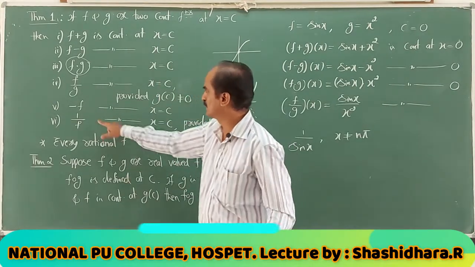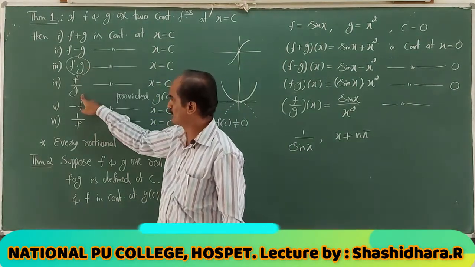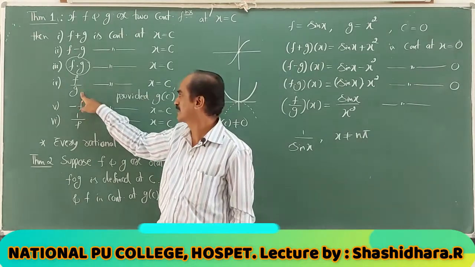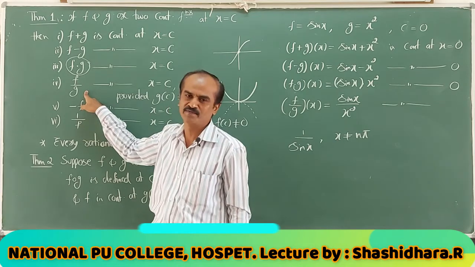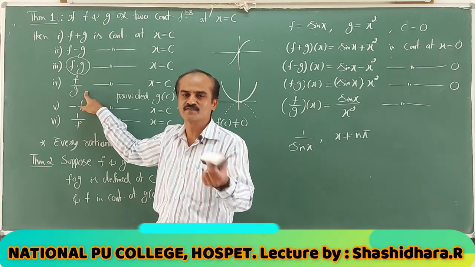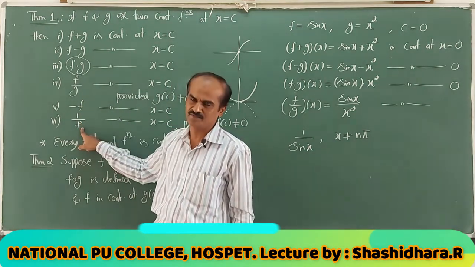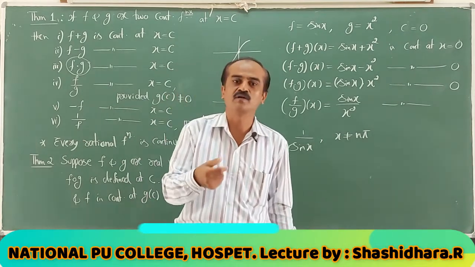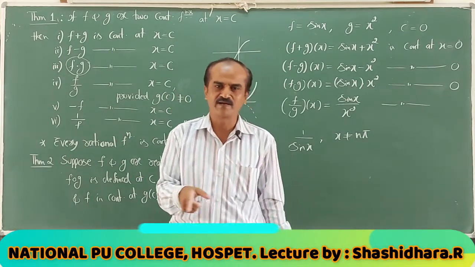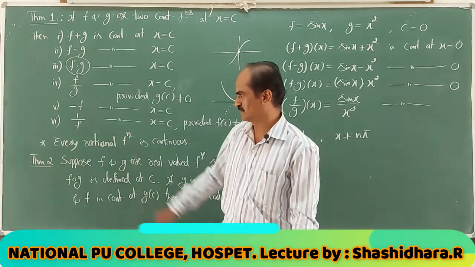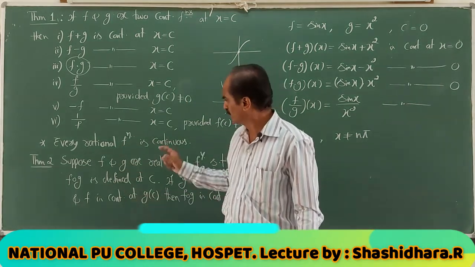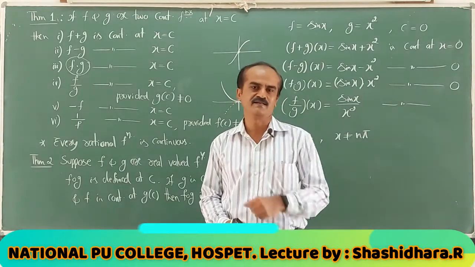How are you able to get it? f of x by g of x is continuous. So when I take f equal to 1, then 1 divided by g of x is continuous. So instead of g, I have written f here. So if f is continuous, 1 by f is also continuous, provided that at that particular point the function is different from 0. Next, every rational function is continuous.